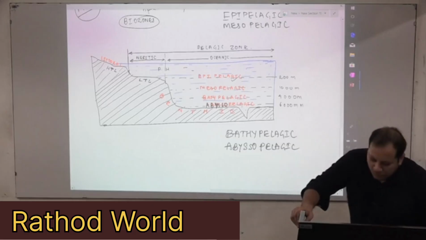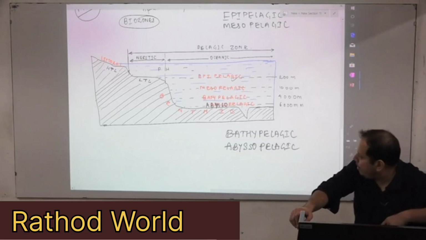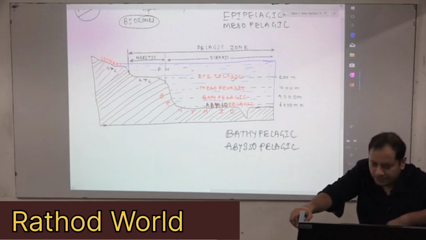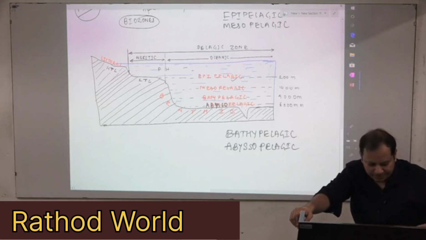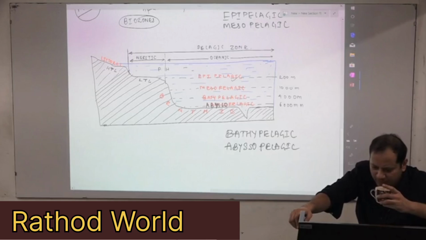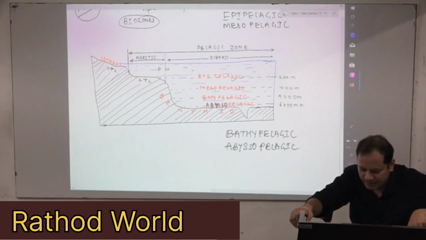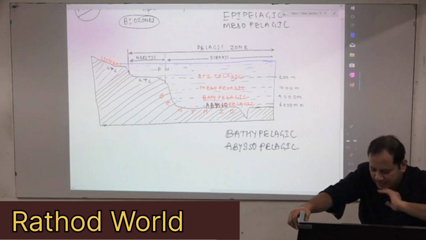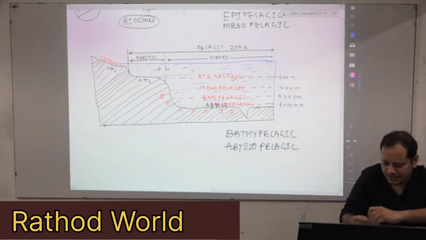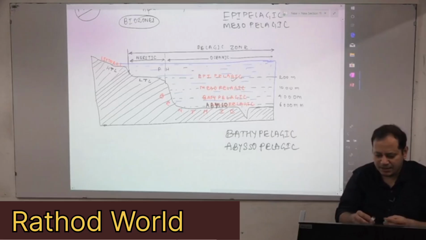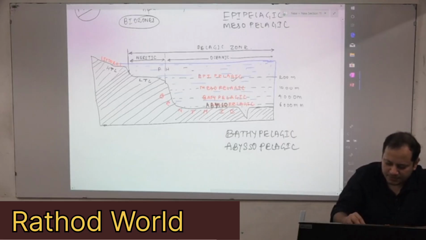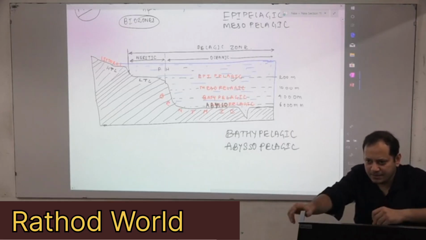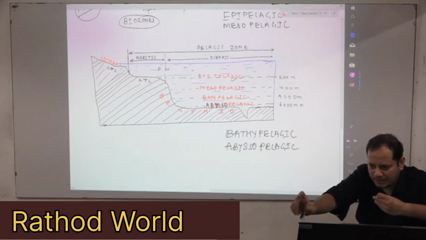Next point, therefore ecological energy is very high. Ecological energy is very high, and we call the neritic zone as the energy rich habitat.